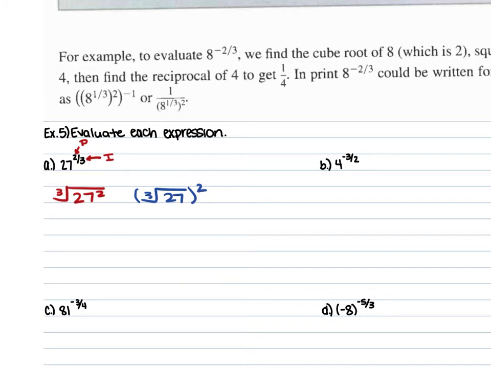I prefer the second way that's in blue, just because it's easier for me to do that instead of raising 27 to the second power and then finding the cube root of that. If I find the cube root of 27, I have 3 and 9. The 9 is 3 and 3. I'm grouping up sets of 3, so this is just 3 squared, which gives us 9.